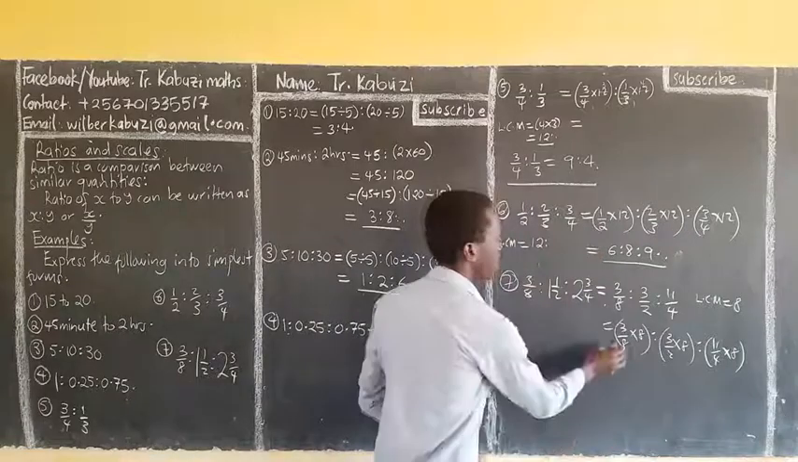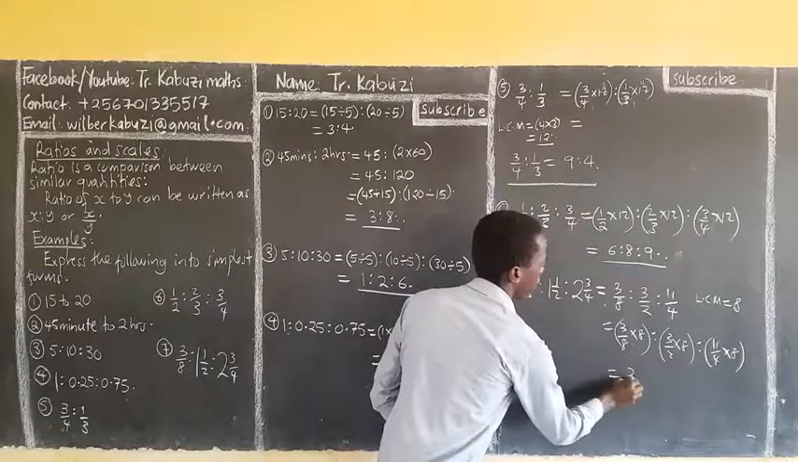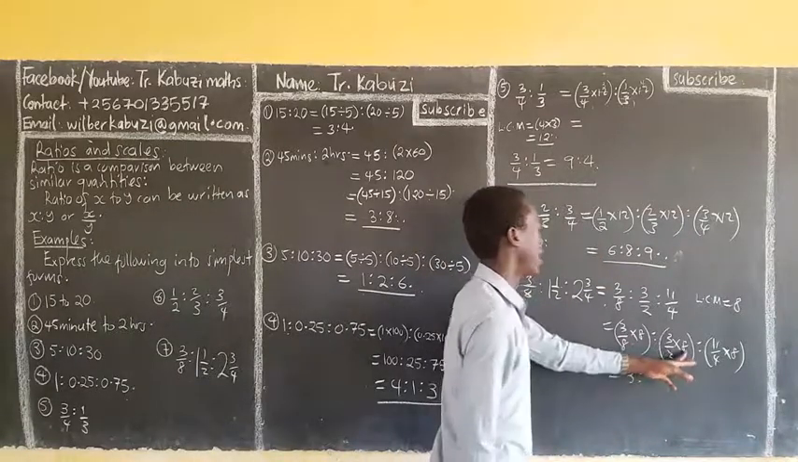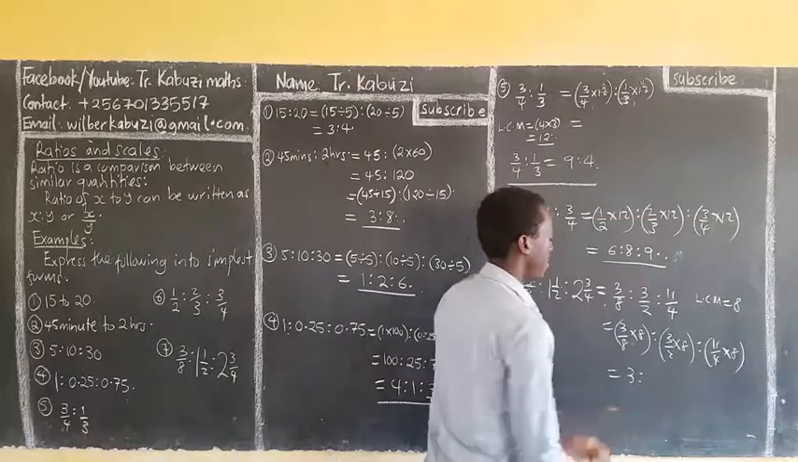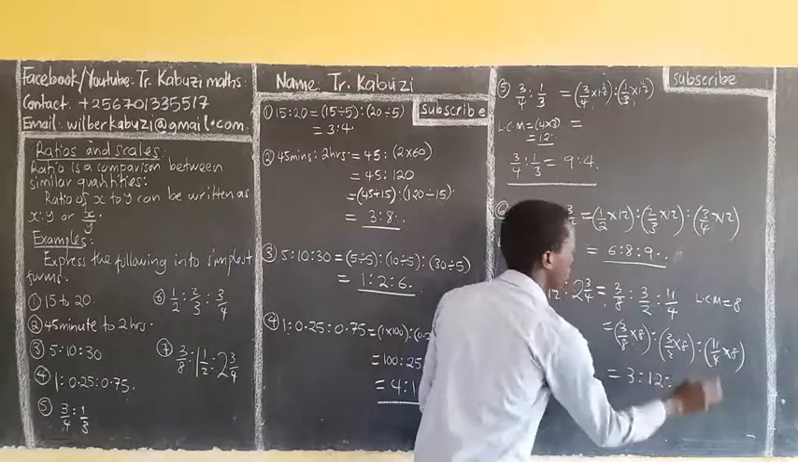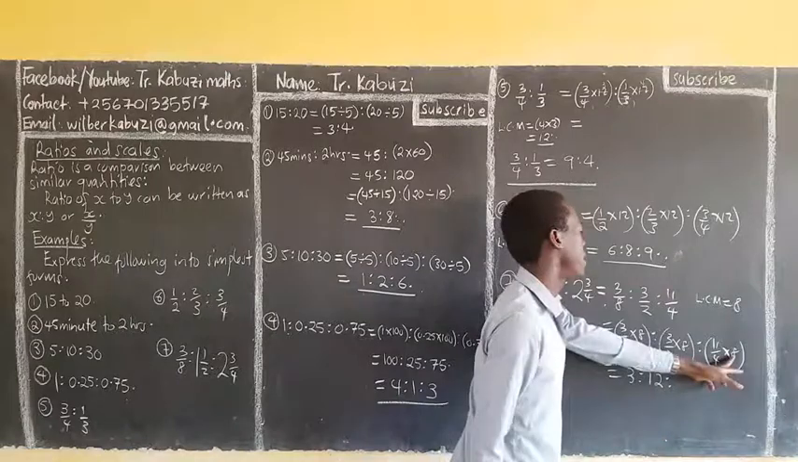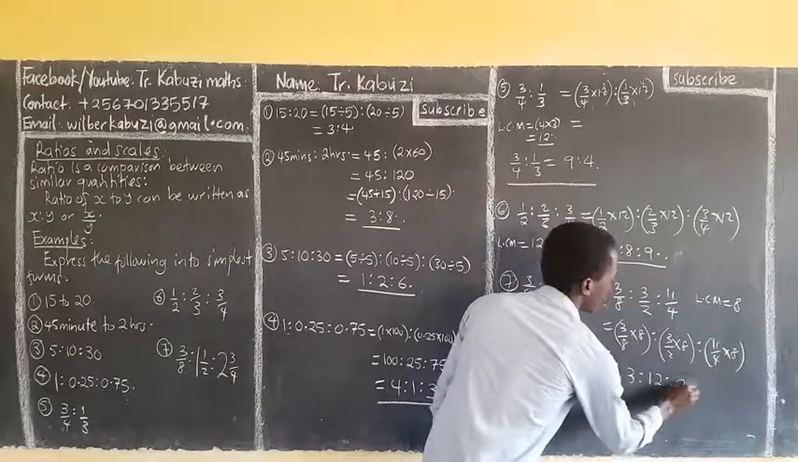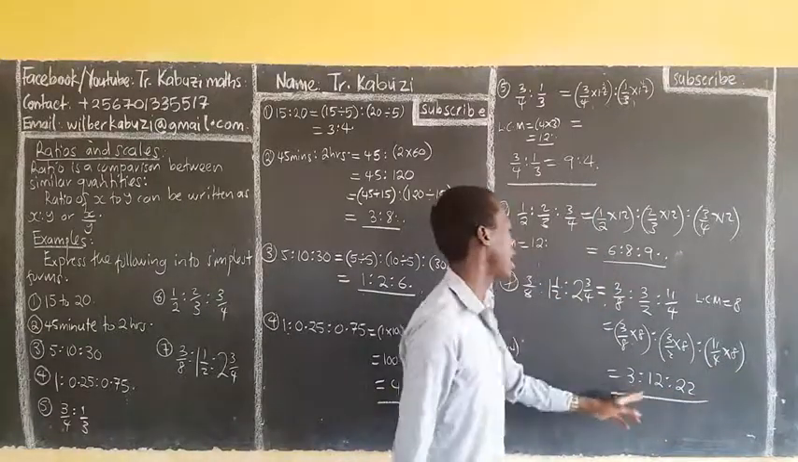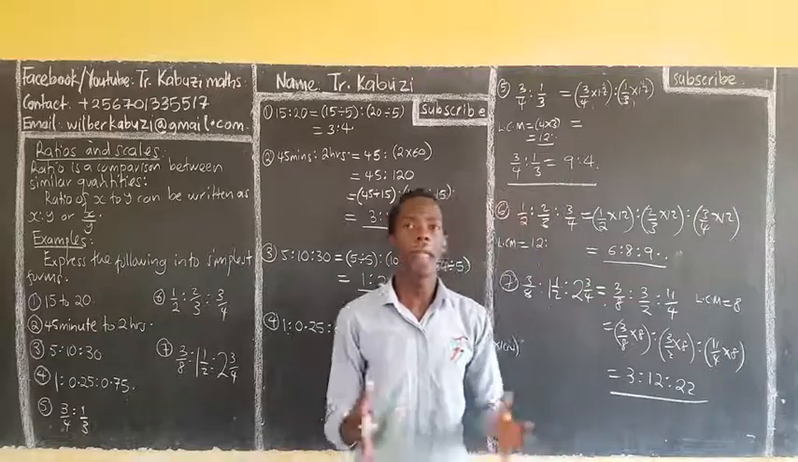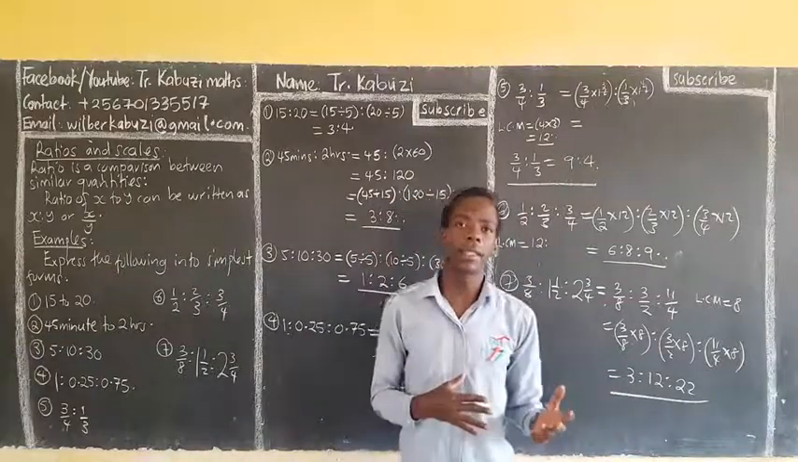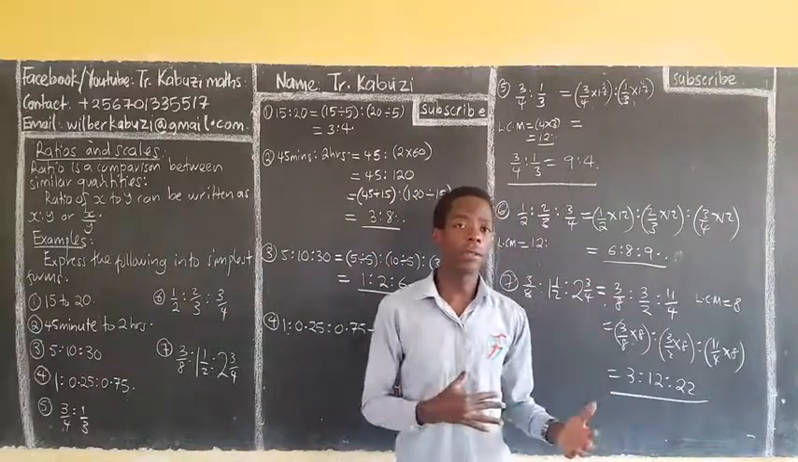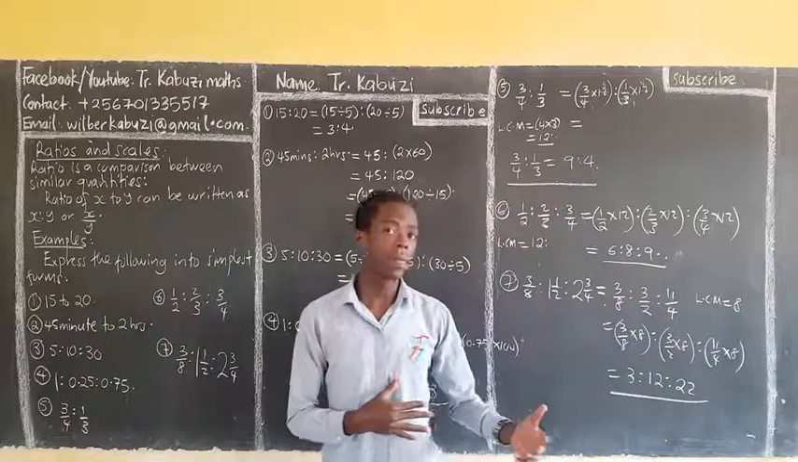So from there, this 8 is going to cancel. I have 3. This 8 is going to give me 4, and 3 will give me 12. This is going to give me a 2, and this to get 22. And this is not a number which can divide all those ones. So remember, that's how we express ratios in their simplest forms.